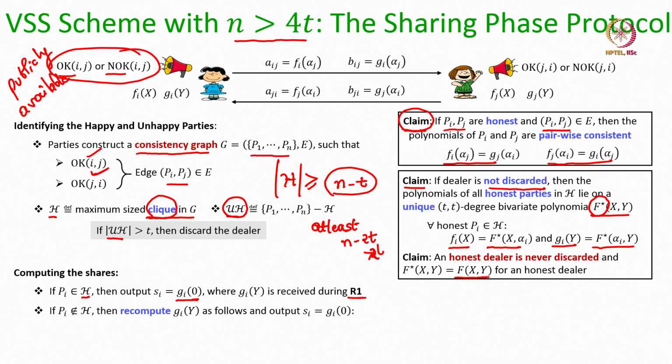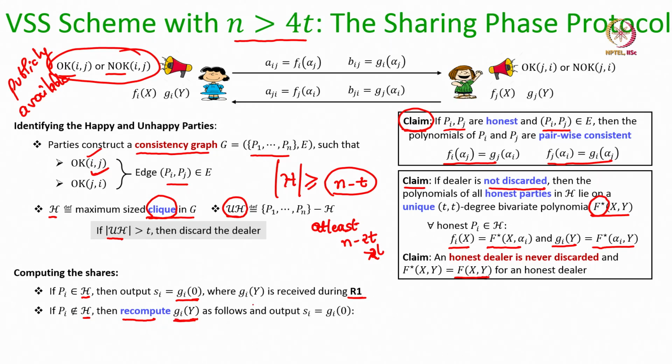Whereas, if the party P i is not part of the happy set, that means it is not part of the maximum sized clique in the consistency graph, then it has to do something else to get its share. What it does is the following: it simply ignores the column polynomial which it has received during the first round from the dealer, and it now recomputes its column polynomial. The recomputed column polynomial is also denoted by g i of y. So, the previous g i of y which it has received from the dealer during round 1 is ignored, and it computes a new g i of y as follows.